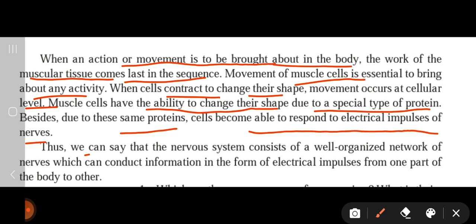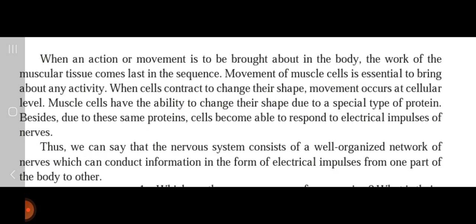So the proteins present in the muscle cells respond to electrical impulses of nerves, and that is the reason why the muscle cells are able to change their shape, and thereby we carry out the movement. Thus we can say that the nervous system consists of a well organized network of nerves which can conduct information in the form of electrical impulses from one part of the body to another part of the body. Nerves are connected to the muscle cells. Muscle cells have the special protein, and this protein responds to electrical impulses of nerves. Thereby they change the shape of the muscle cells, and we are able to carry out the movement, all the physical movement.